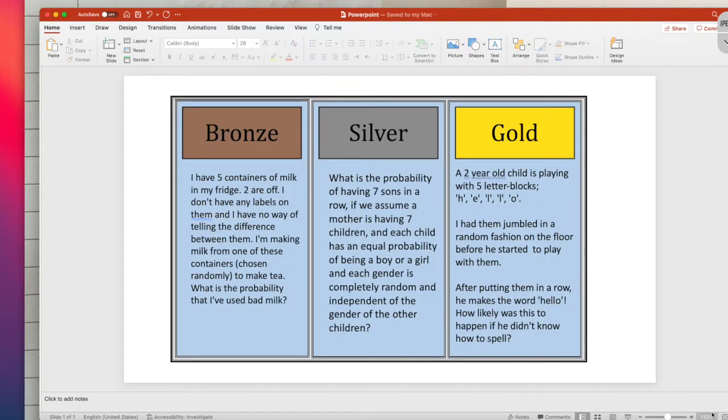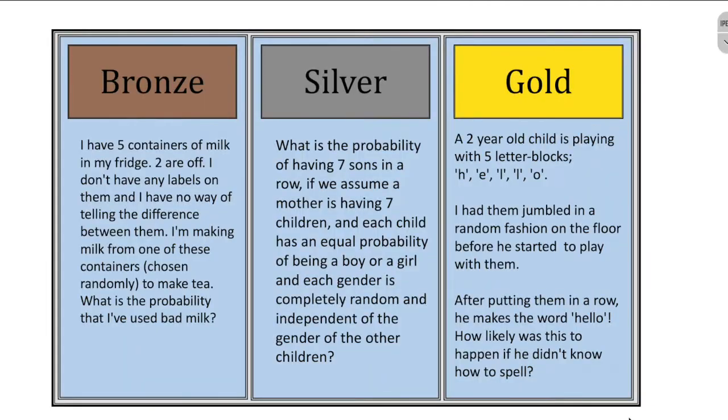Okay, so to begin with, we've got the bronze question. I have 5 containers of milk in my fridge. 2 are off. I don't have any labels on them, and I have no way of telling the difference between them. I'm making tea with milk from one of these containers, chosen randomly. What is the probability that I've used bad milk?